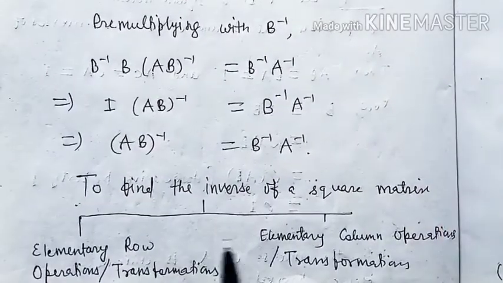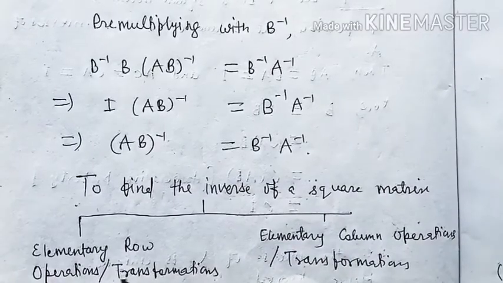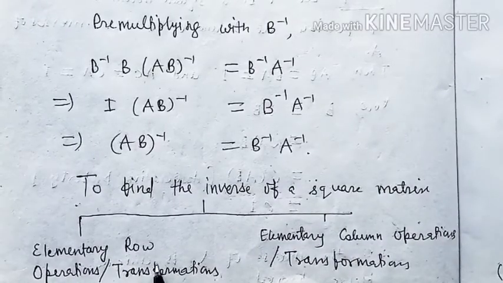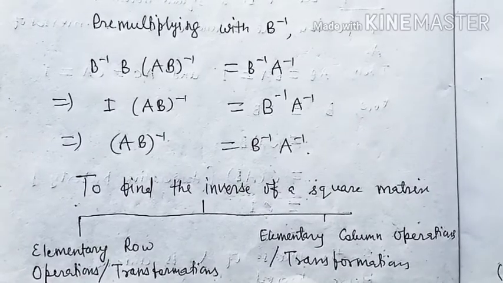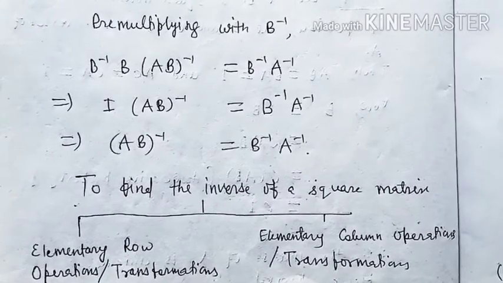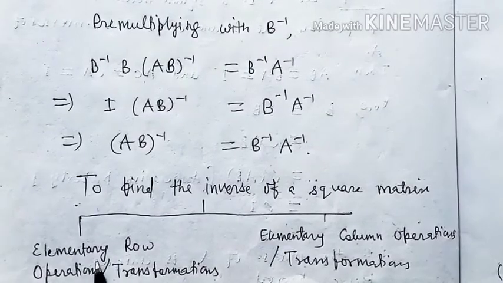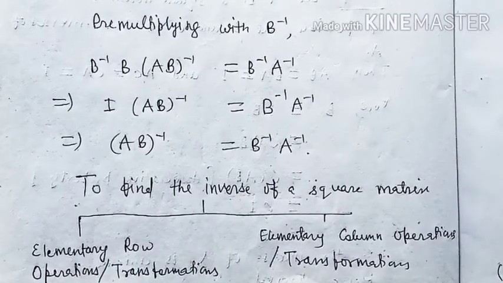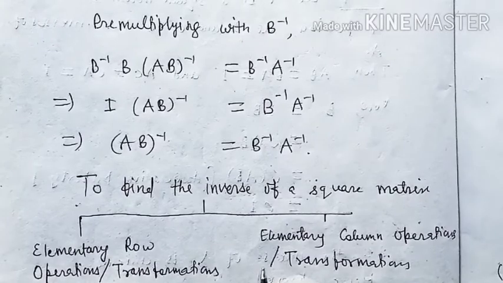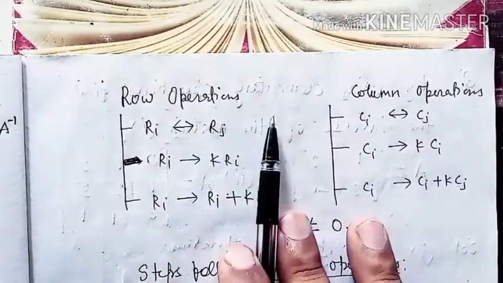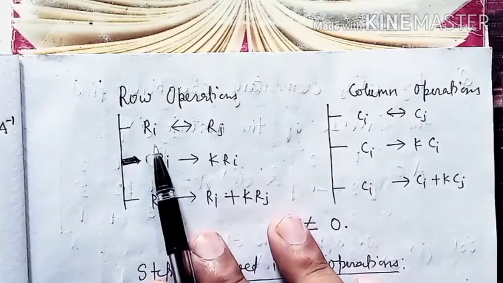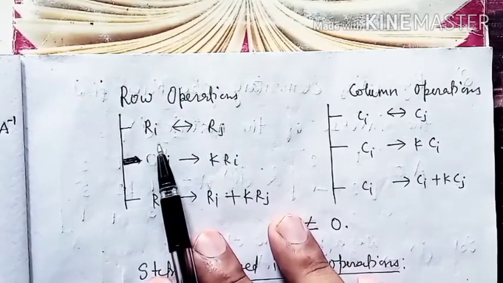Now to find the inverse of a square matrix, we use elementary row operations or transformations, or elementary column operations or transformations. There are two ways to find the inverse of a square matrix, and we know that the inverse of a square matrix can be found if it exists. What are those operations? Row operations. If we apply row operations, then we apply operations on rows only.